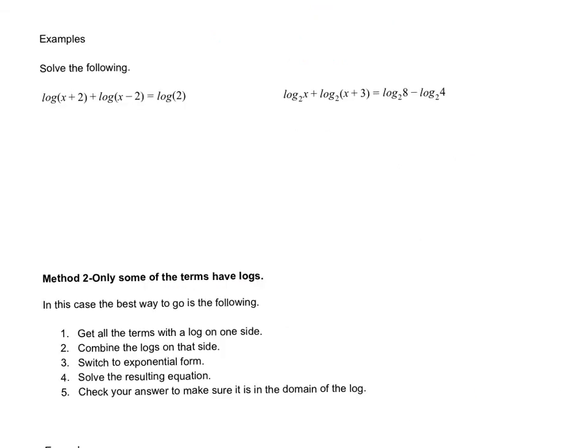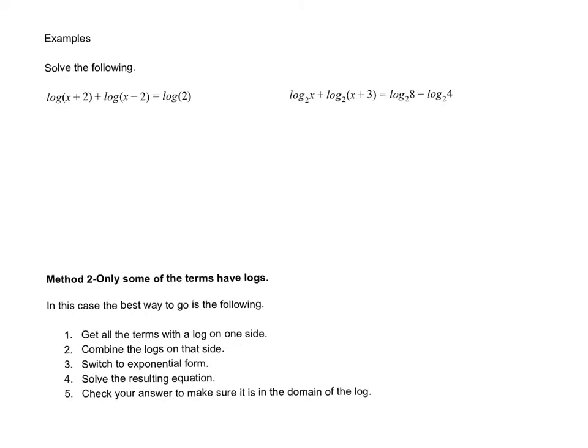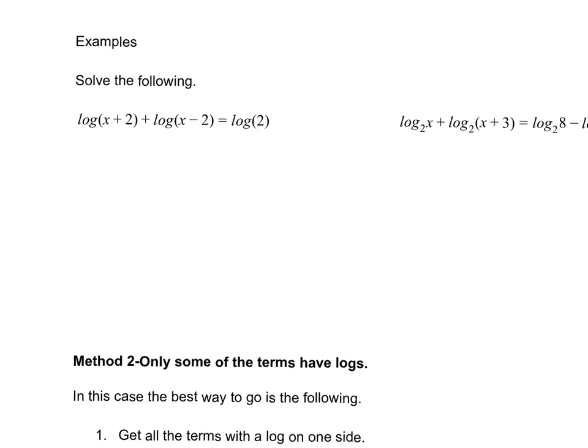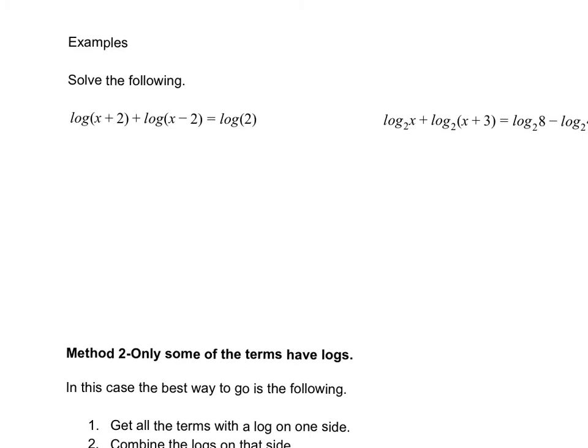Let's look at a couple examples using this first method. This one, you'll see, again, every term has a log. So I'll first put together anything on both sides. In this case, I have these two logs I can put together. They're added, so this becomes log of (x plus 2) times (x minus 2) equals log of 2.